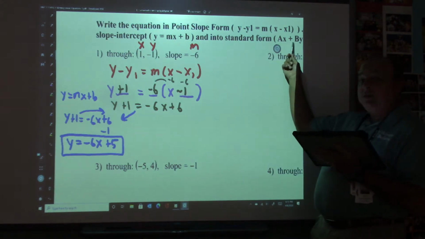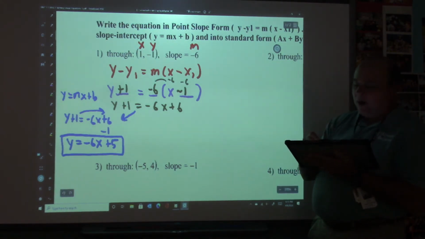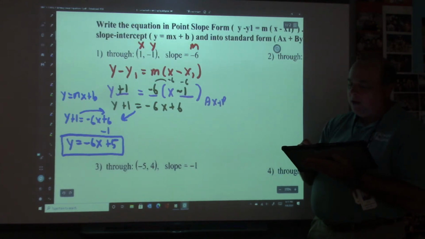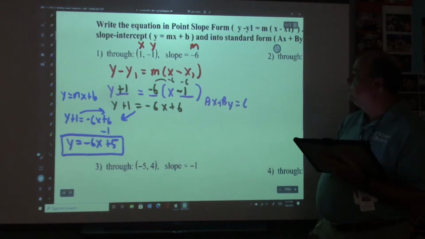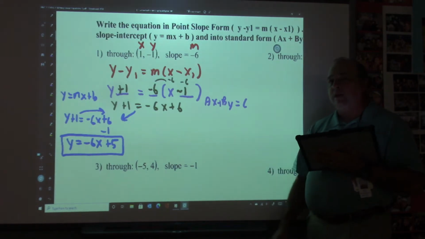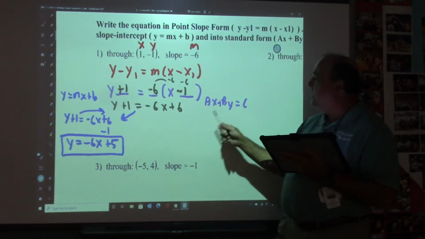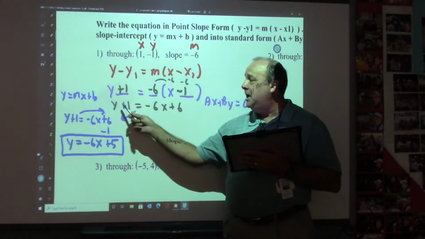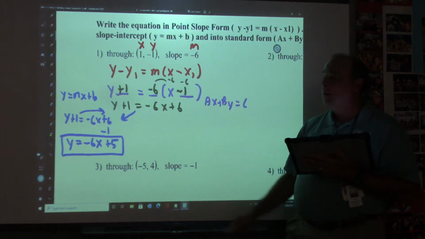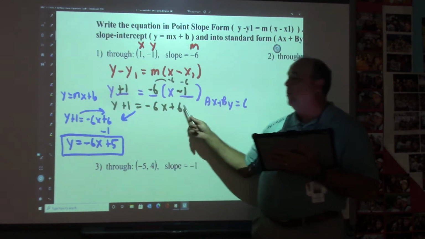Now we need to get the standard, don't we? So go over here to the right and write down AX plus BY equals C. AX plus BY equals C. So for this to turn into this, I need to move the X to the beginning and the 1 to the right, don't I?